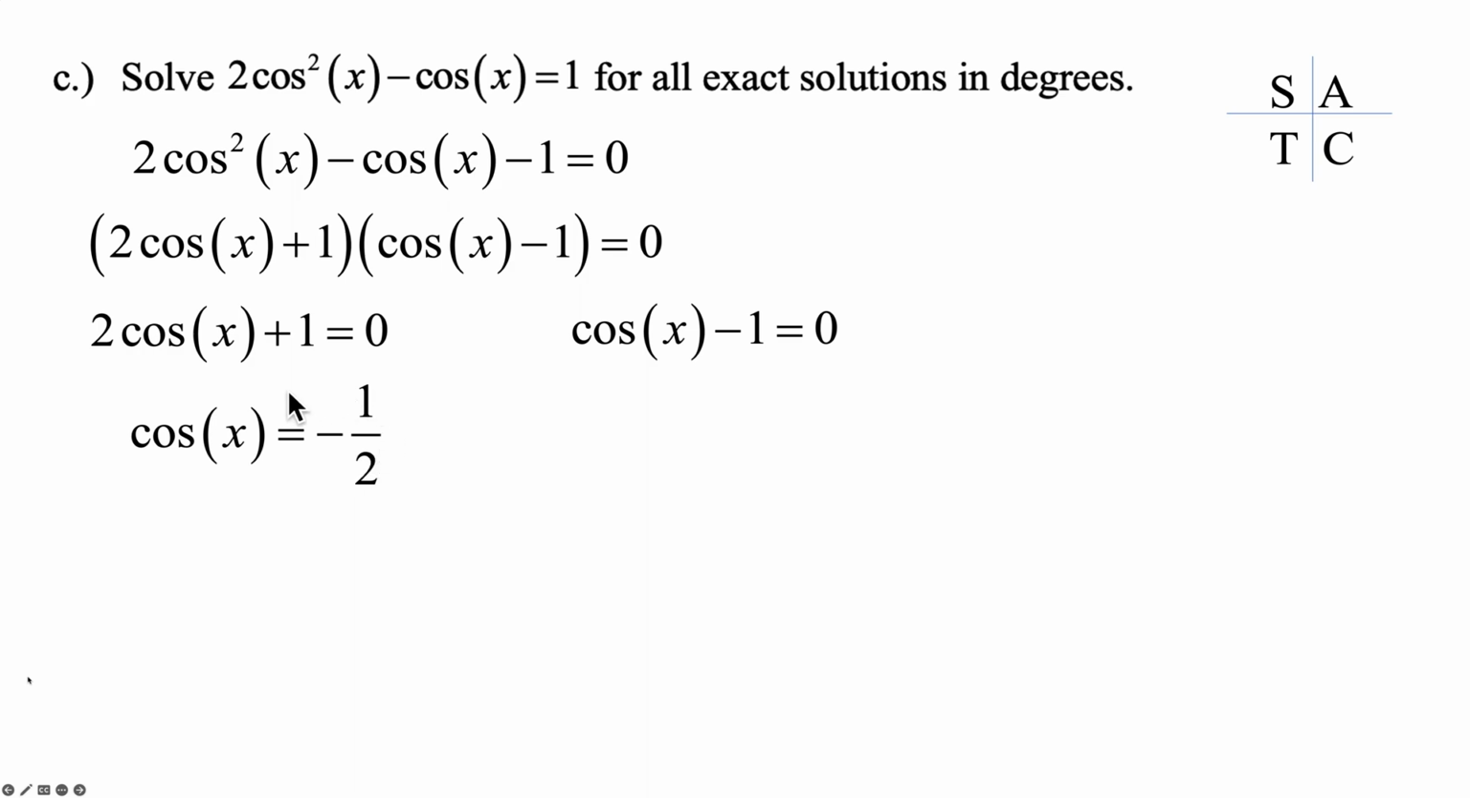All right, so let's finish this. Cosine's negative, so that means we have to be in quadrants 2 and 3 with a 60-degree reference angle, so that's 120 degrees and 240 degrees. Cosine of x will equal a 1, so that's right here at 0 degrees.